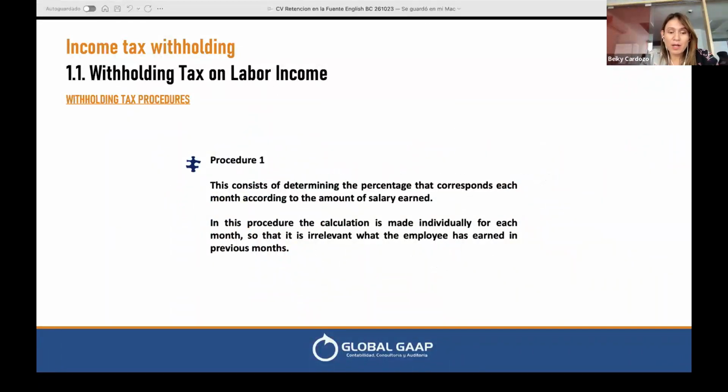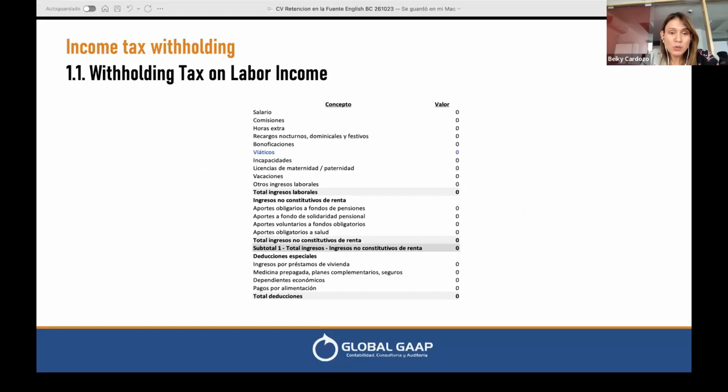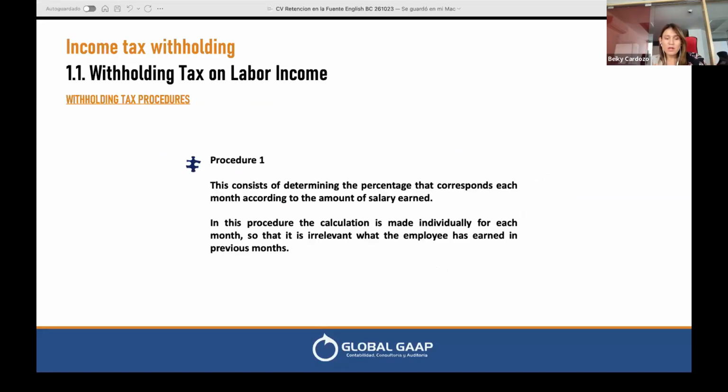This procedure 1, and I think the procedure 2, I'm just going to focus here because it is important for you to know that we as accountants or tax advisors, the law allows us to have 2 procedures to calculate your withholding tax. So it is important that you ask your company, look, let me know the procedures that you use. The end result, the bottom line of the withholding, is the same.